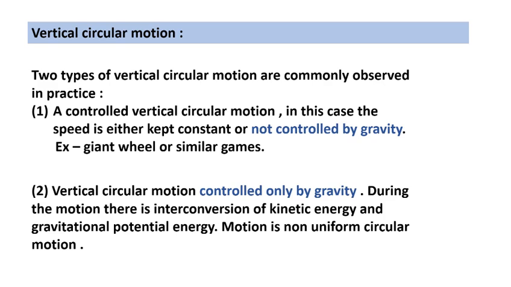During the motion, there is interconversion of kinetic energy and gravitational potential energy. The motion is non-uniform circular motion, that is, the speed is not constant.